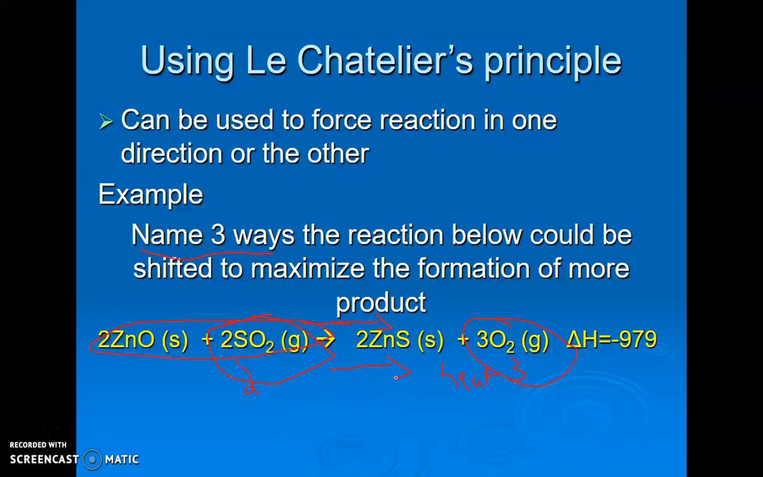Okay. Now, if you have not written a list of those 3 things, or I guess there are 4 of them, you should go back and re-listen to this, and rewrite the 4 things that you could do to force the reaction in the product direction. Doing it with concentration, doing it with volume of the container, and doing it with temperature.